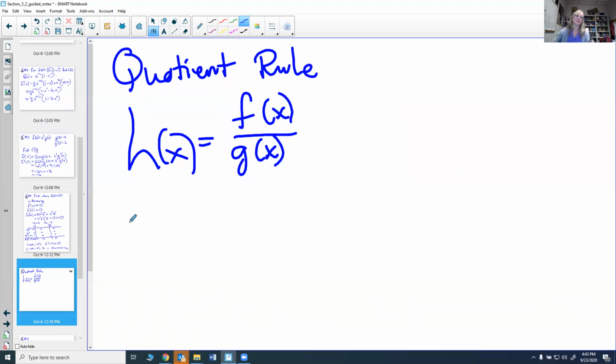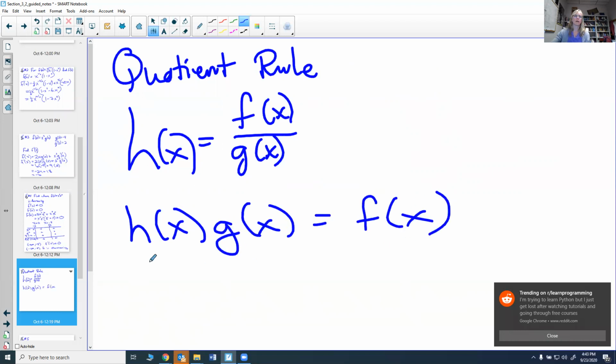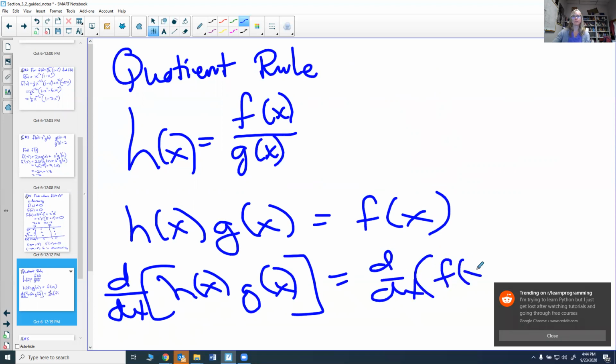I don't really like division. So let's go ahead and change this to multiplication by multiplying both sides by g of x. And now I'm going to find the derivative of both sides of this equation. And by the way, you can do that. You can take the derivative of both sides of an equation anytime you want to, because you're doing the same thing to both sides of the equation.